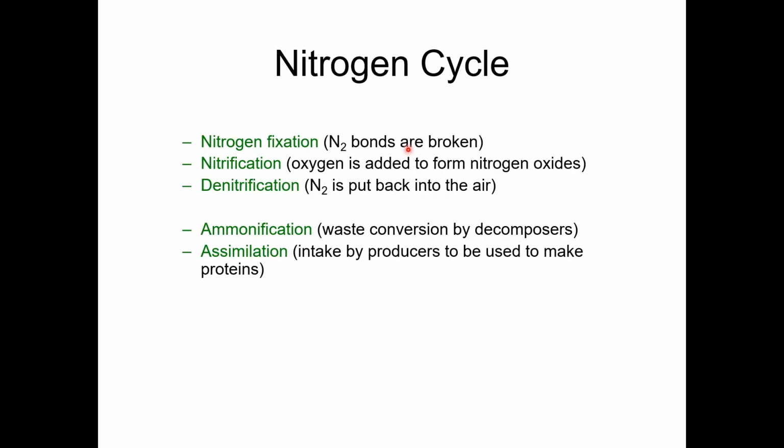So this is a quick recap of what we studied. What are the processes that we studied? Number one, nitrogen fixation. What does it do? The nitrogen bonds are broken and it is converted into a usable form. Second, nitrification, where oxygen is added to form nitrogen oxide. Denitrification, where N2 is put back into the atmosphere. Ammonification, a process of the nitrogen cycle where waste is converted by decomposers. Assimilation, intake by the producers, so that it can be converted into proteins. These are the very important processes that we should never forget in the nitrogen cycle.